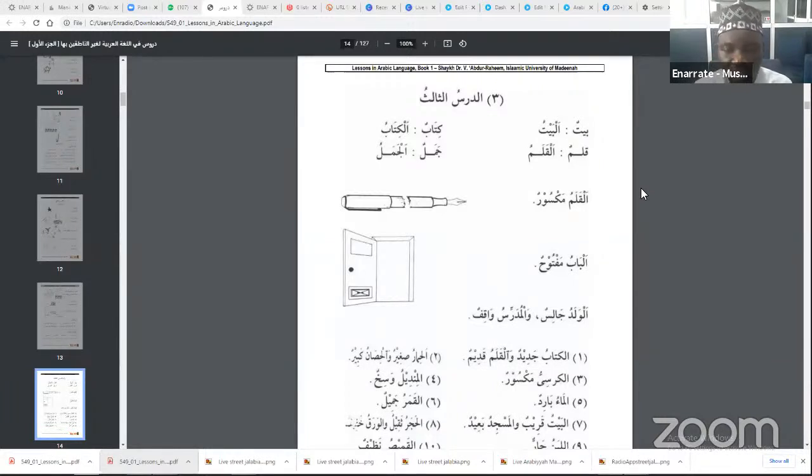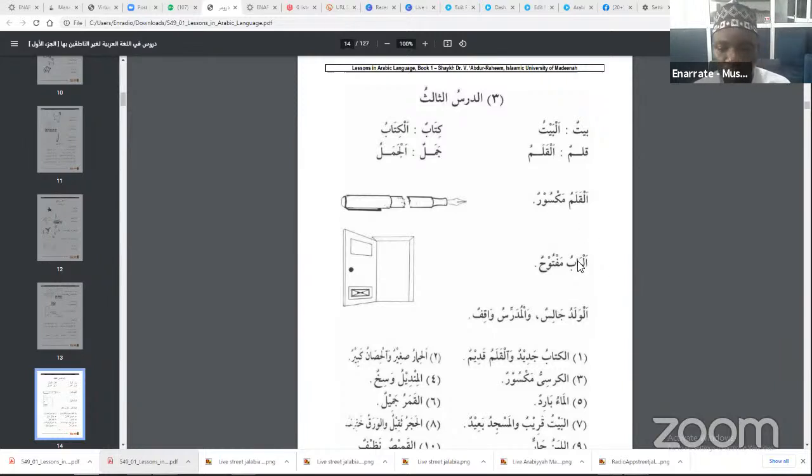So we're going to bring the definite word and an adjective together. So we have al-qalamu maksurun. The pen is broken. So the pen is al-qalam and maksurun is broken.